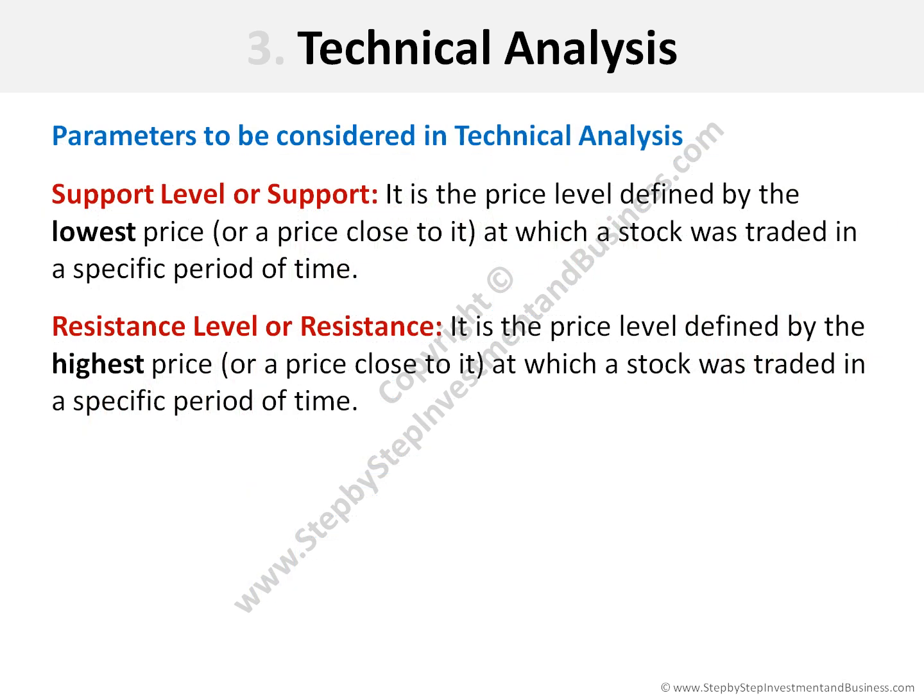Another parameter to consider is what is known as resistance level or resistance, which is the price level defined by the highest price, or a price close to it, at which a stock was traded in a specific period of time. As the support is the lowest price at which the stock was traded in a specific period of time, the resistance level or resistance is the highest price at which the stock was traded over that period of time.